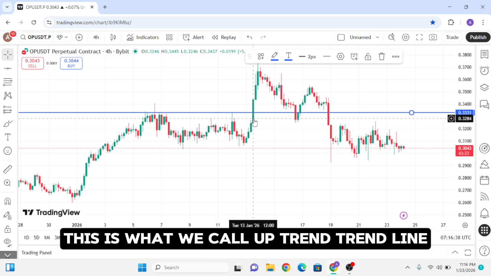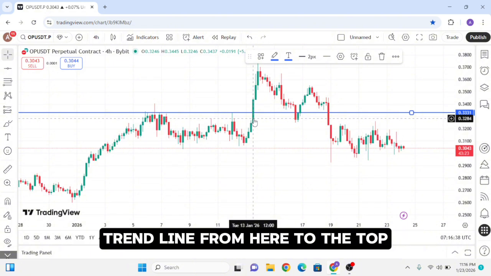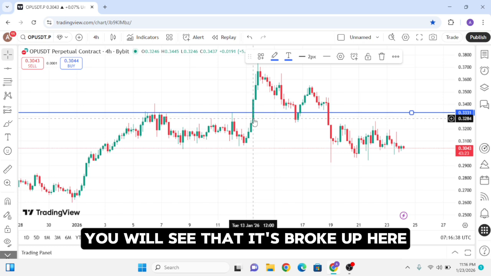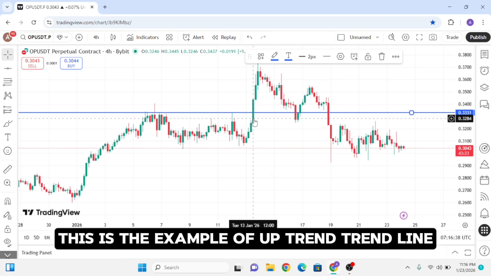So this is what we call an uptrend trend line. And then you see if you draw an uptrend trend line from here going up, you will see that it broke up here. And then what always happens when the trend line is broken? It always comes down. So this is the example of an uptrend trend line.